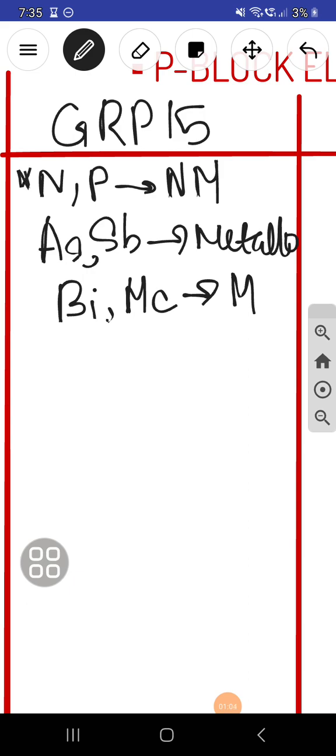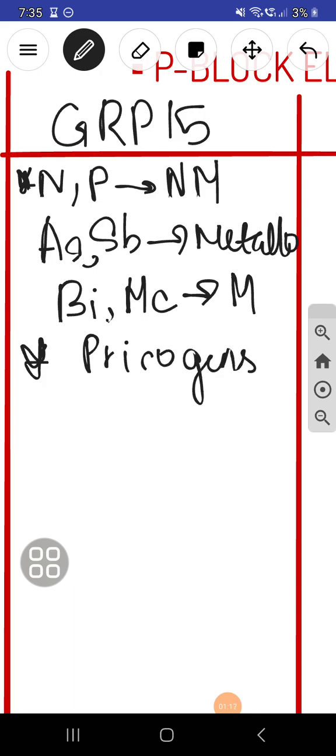Then the next one is, this group 15 is also known as pnictogens. Now we are going to learn about its occurrence.